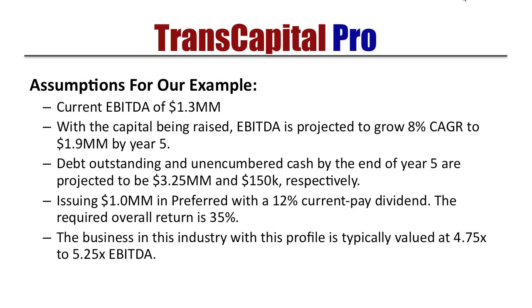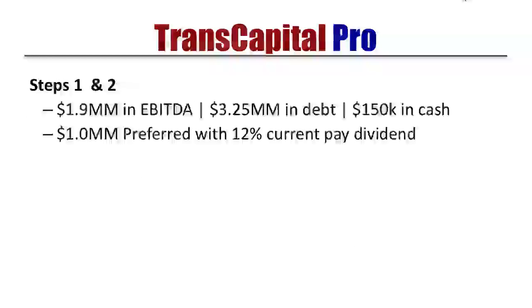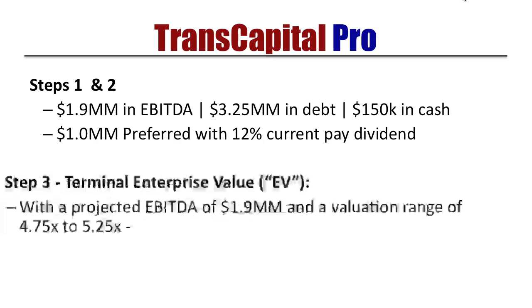And that the business in this industry with this kind of profile typically is valued at between 4.75 times to 5.25 times EBITDA. So steps 1 and 2, from our assumptions, we've got a business that'll have $1.9 million in EBITDA by the end of year 5, with $3.25 million in debt and $150,000 in cash on the balance sheet. We're going to be issuing $1 million of preferred with a 12% current pay dividend.